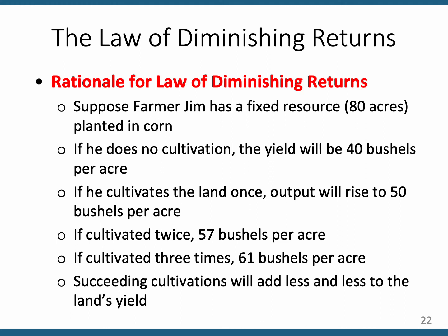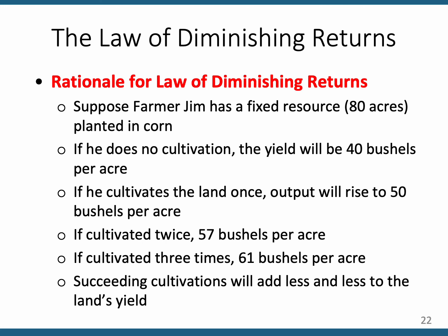So what's the rationale? Why does this happen? Here's another way to think about it. This is now a different example. This is not Farmer Jack. This is Farmer Jim. He has 80 acres of land to plant in corn. If he does no cultivation, so that's how we're going to measure labor units, he can produce 40 bushels per acre. If he cultivates the land once, so that's some number of labor hours, output rises to 50 bushels per acre.